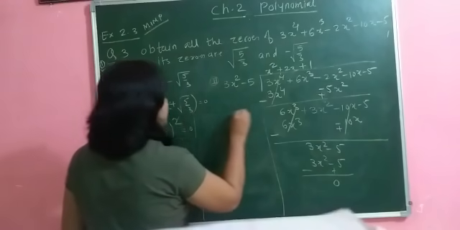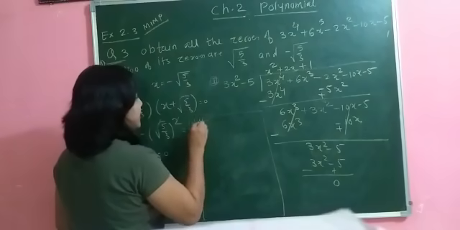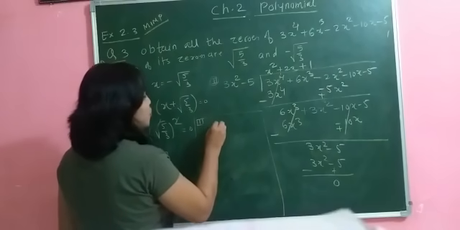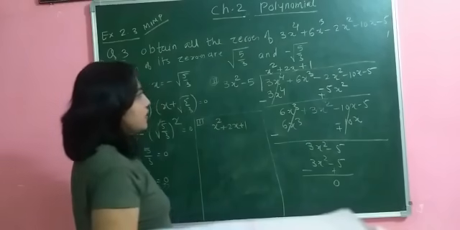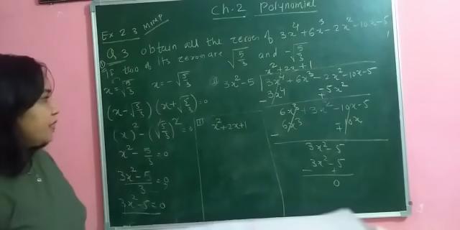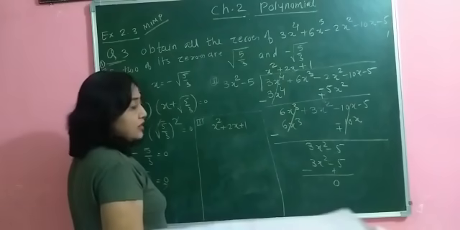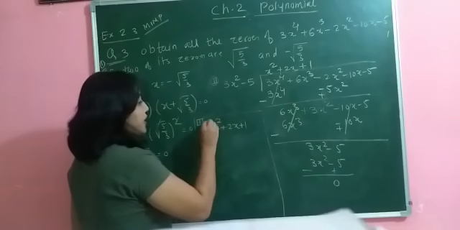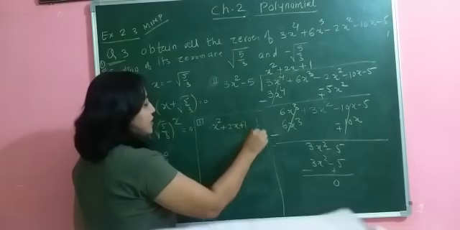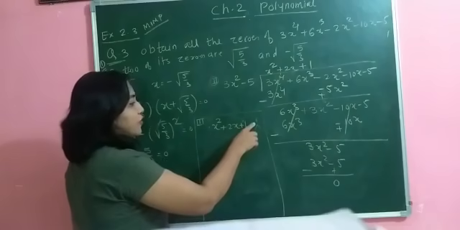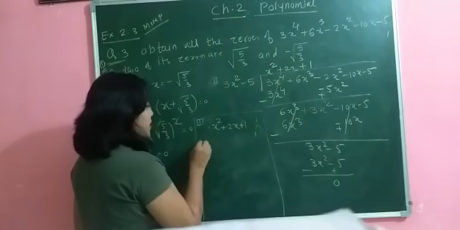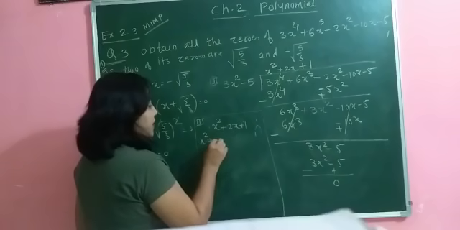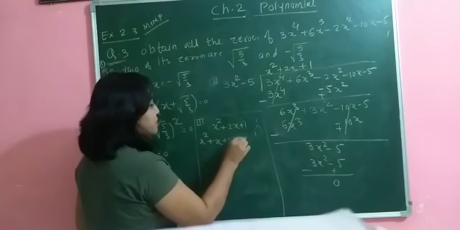this is my third step: factorize this quotient x square plus 2x plus 1. So you know how to factorize. 1 ones are 1. Find the factors of 1 whose addition is 2. 1 ones are 1. So x square plus, I am writing x plus 1.